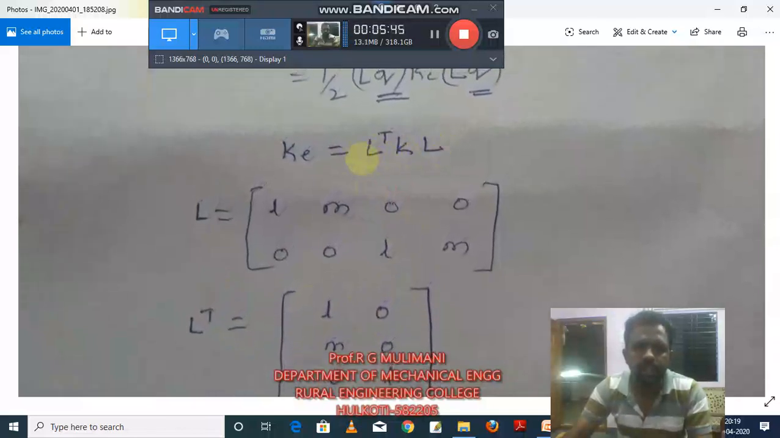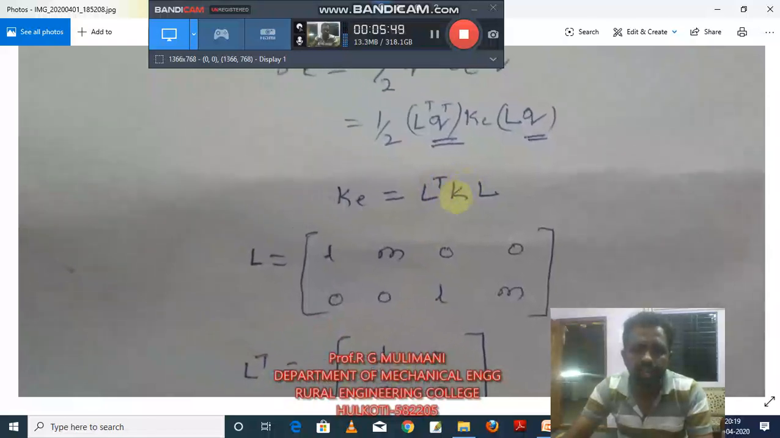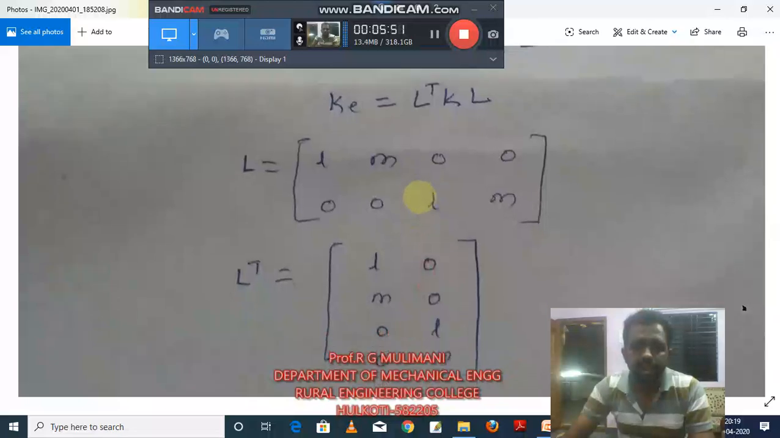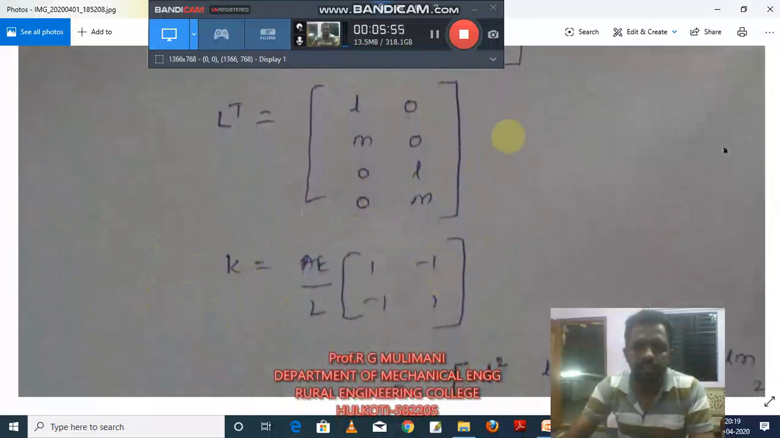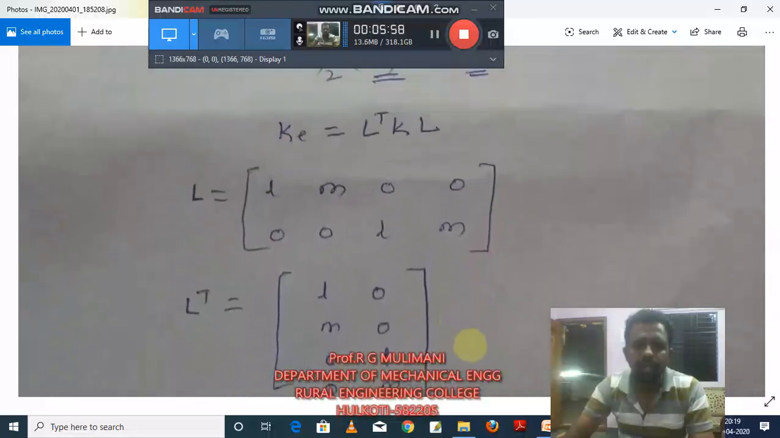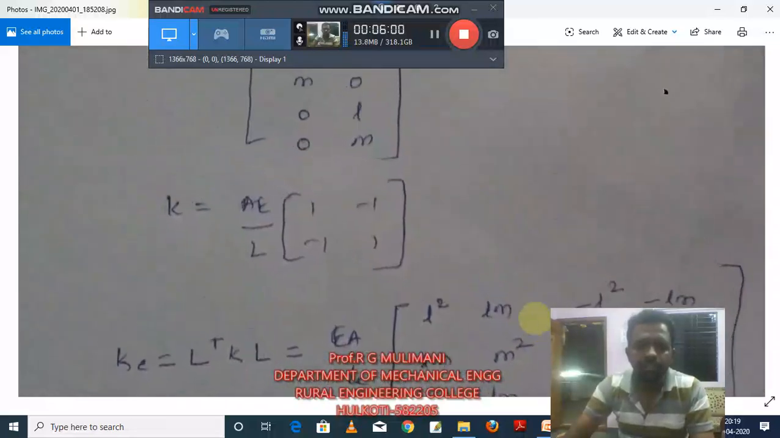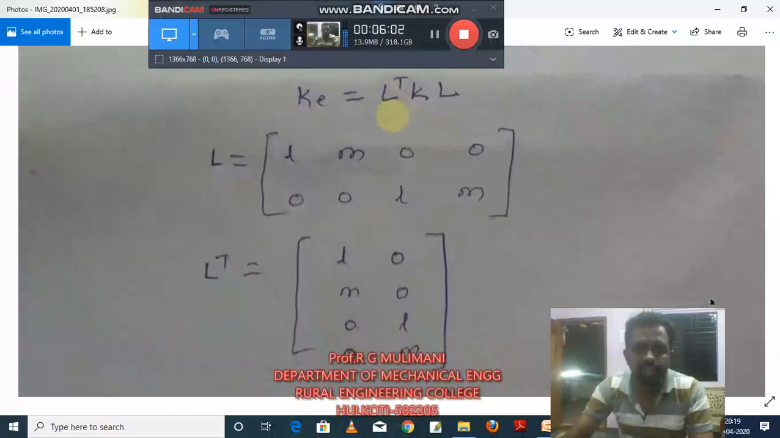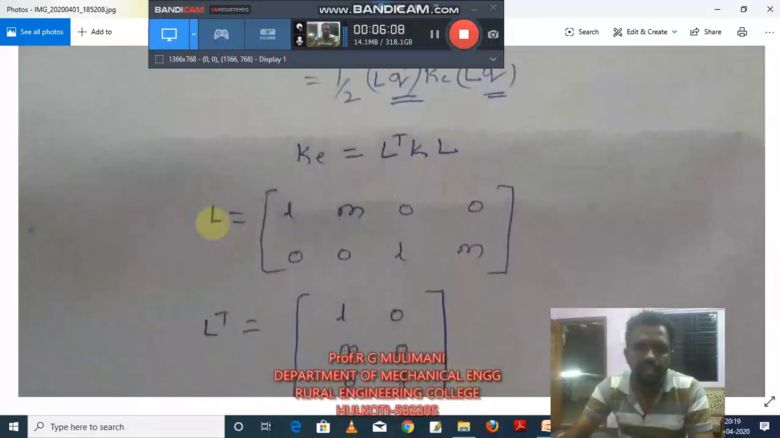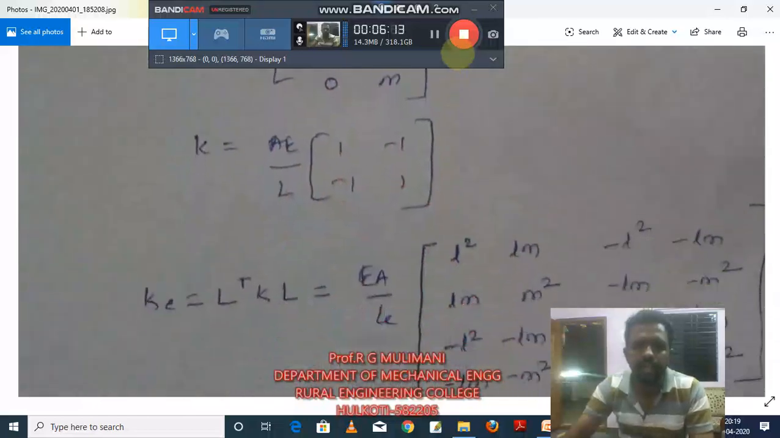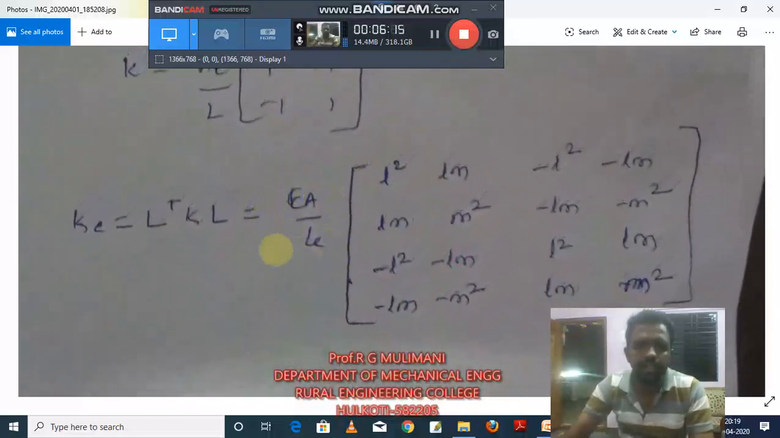Substituting all the values, LT is the transpose of the transformation matrix, and K is AE by L times [1 minus 1; minus 1 1]. We are using the stiffness matrix of the bar element. Substituting all these things, LT is the transpose matrix, K is AE by L [1 minus 1; minus 1 1], and L is the transformation matrix. Multiplying all this, you will finally get this equation.